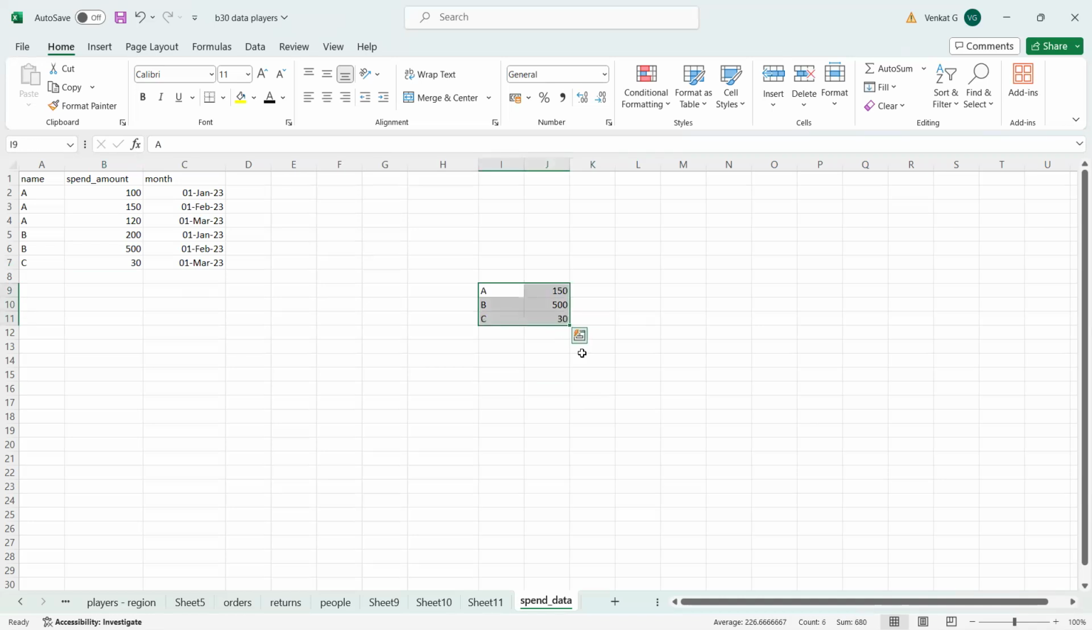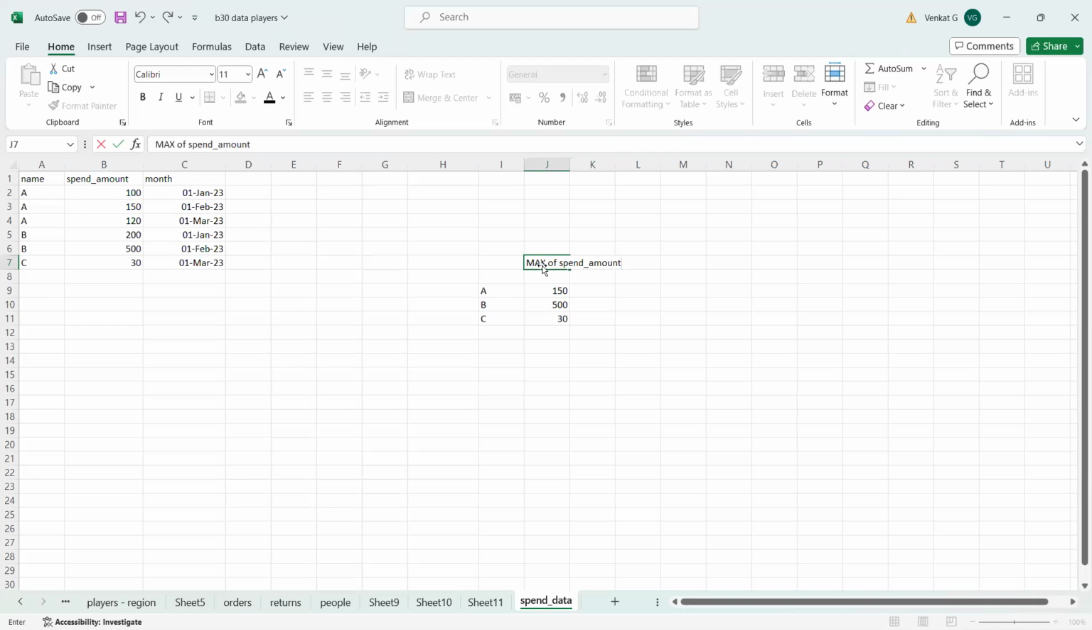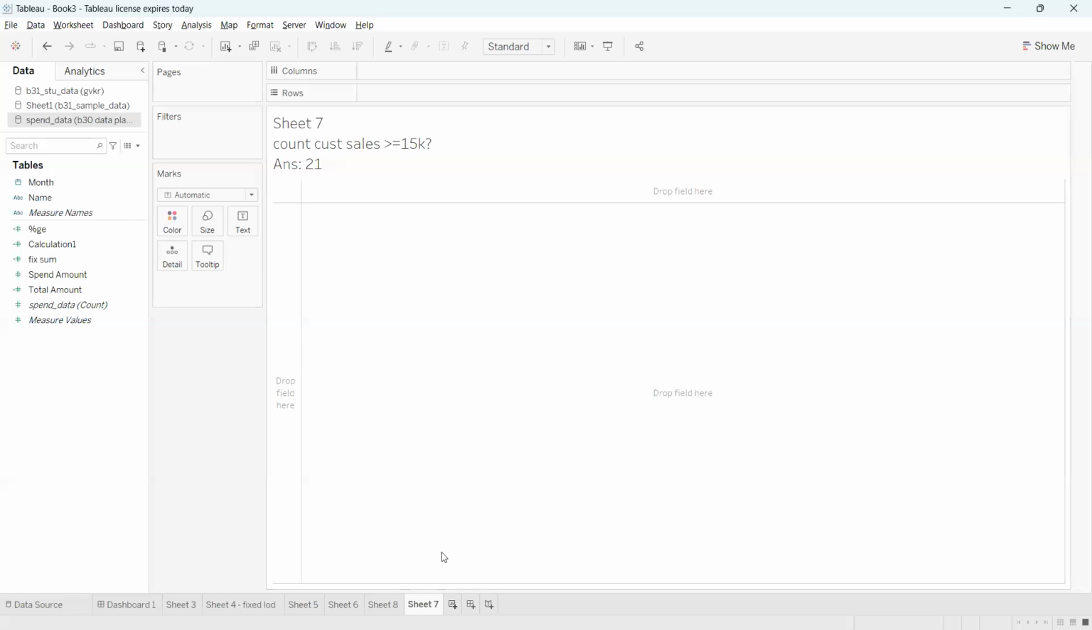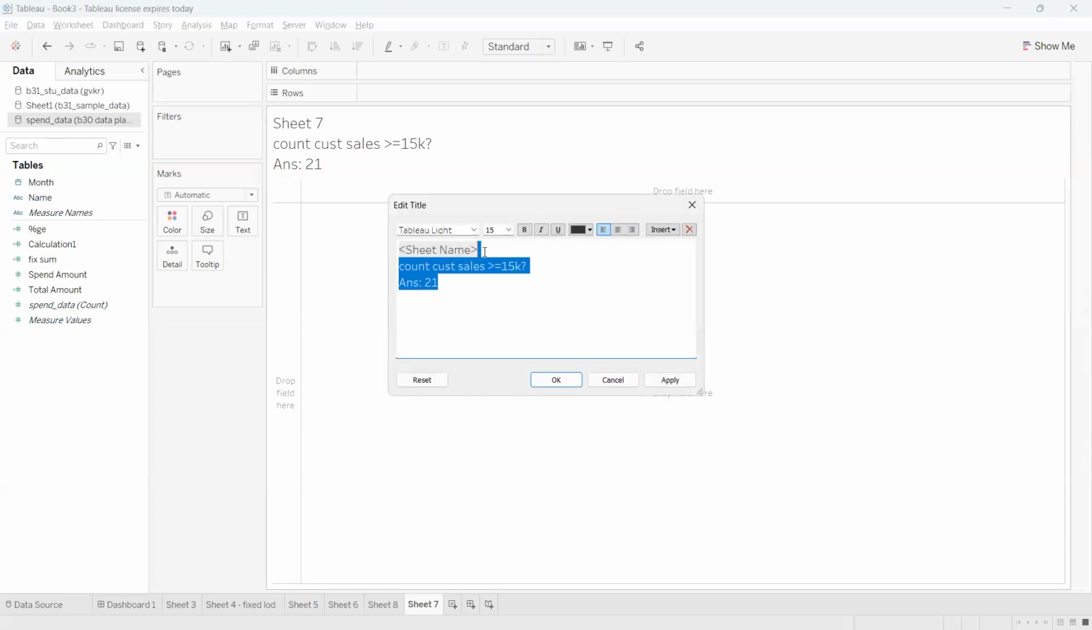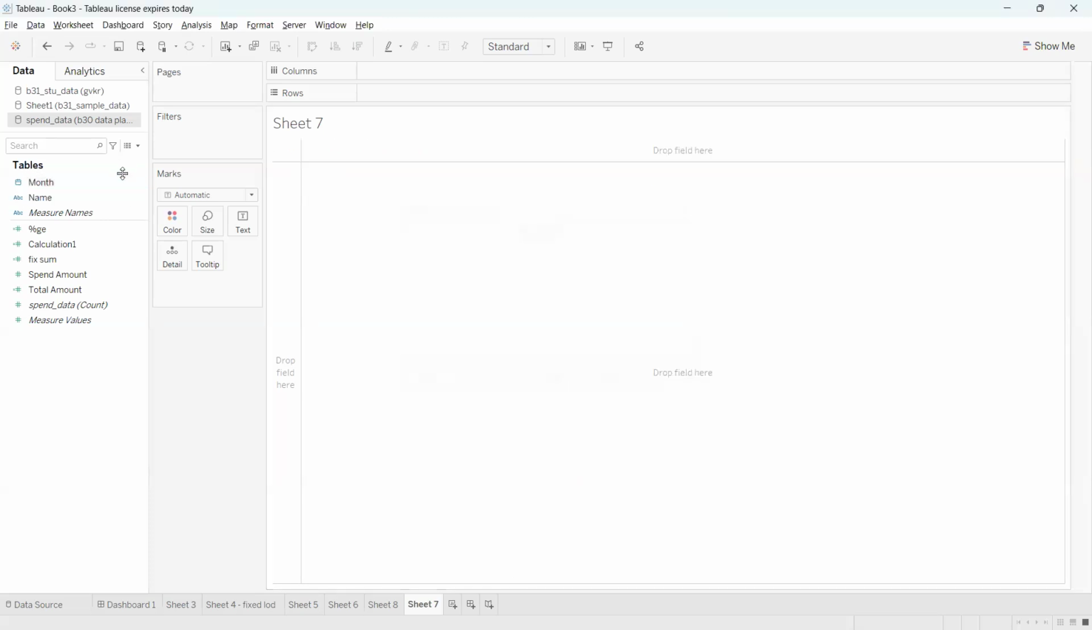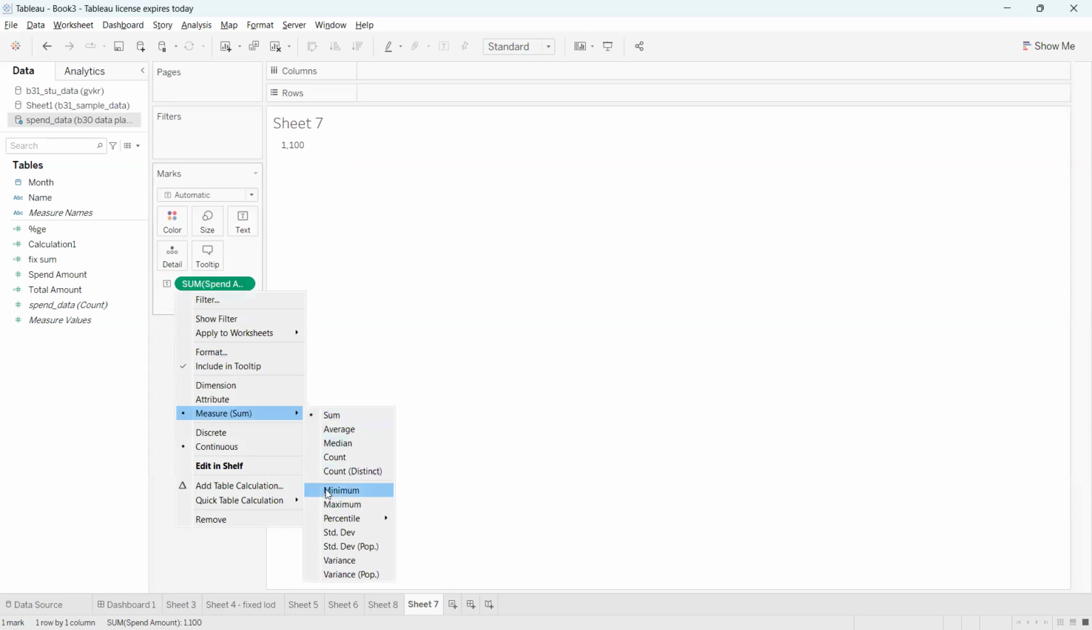Now to achieve this requirement is very simple. We simply take the max of the spend amount column, which is a direct option. I can go to Tableau. When I drag spend amount into the text, by default Tableau will take the summation of spend amount. So I'll go to the measure, sum, and take the maximum here.